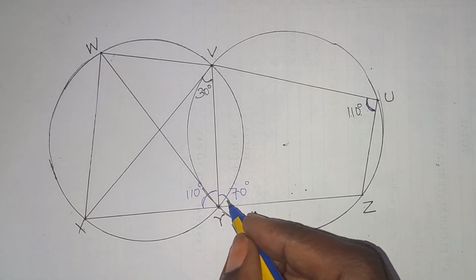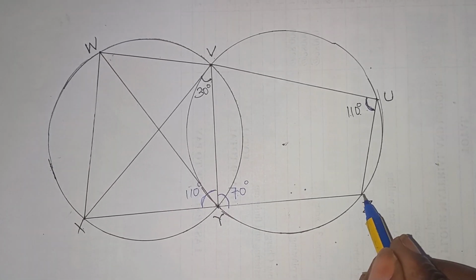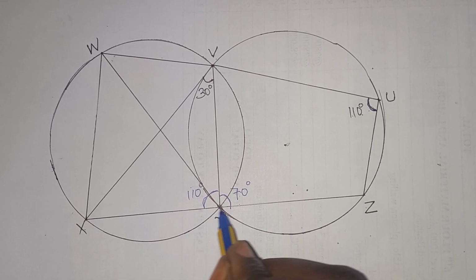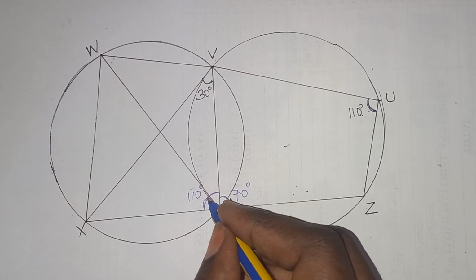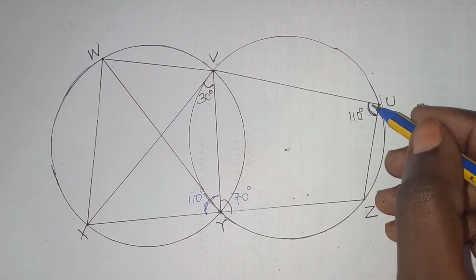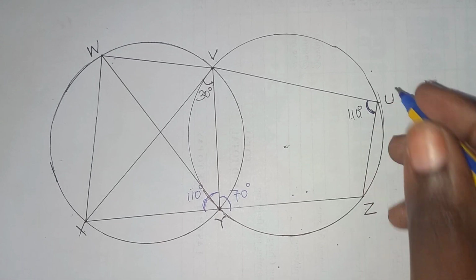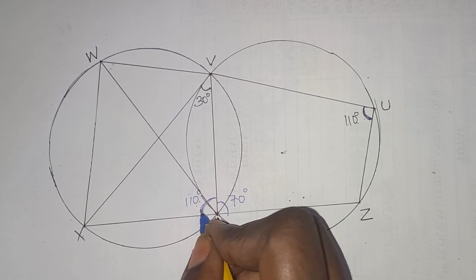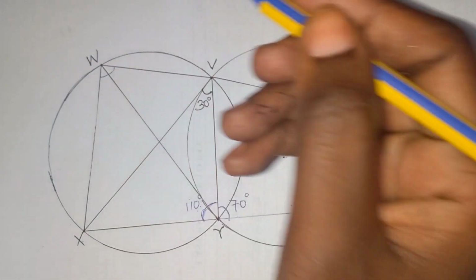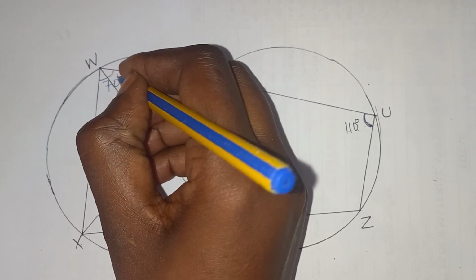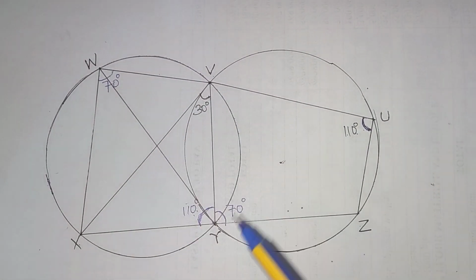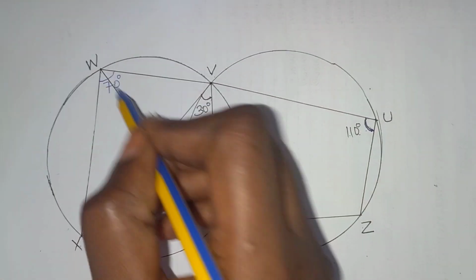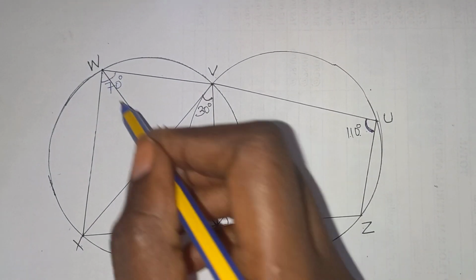Or you can also use the property that when one side of a cyclic quadrilateral is extended, the exterior angle produced will be equal to the opposite interior angle. So once we get here to be 110 degrees, the whole of here will be 70 degrees. The same principle applies. This is a cyclic quadrilateral. Opposite angles of a cyclic quadrilateral add up to 180 degrees.